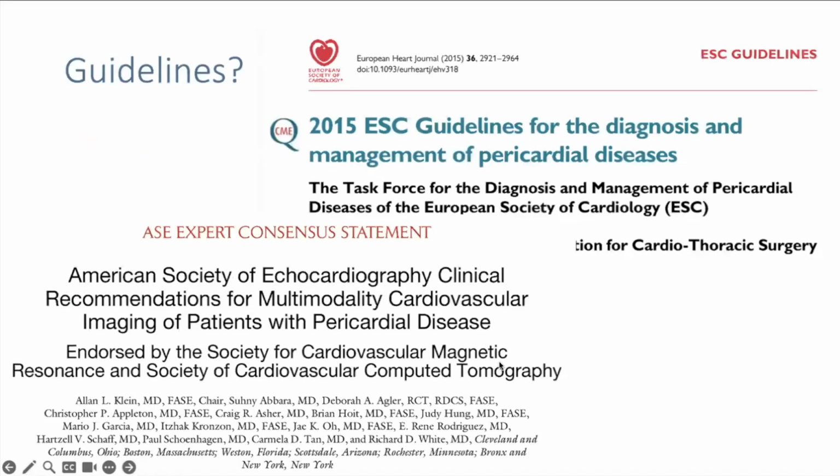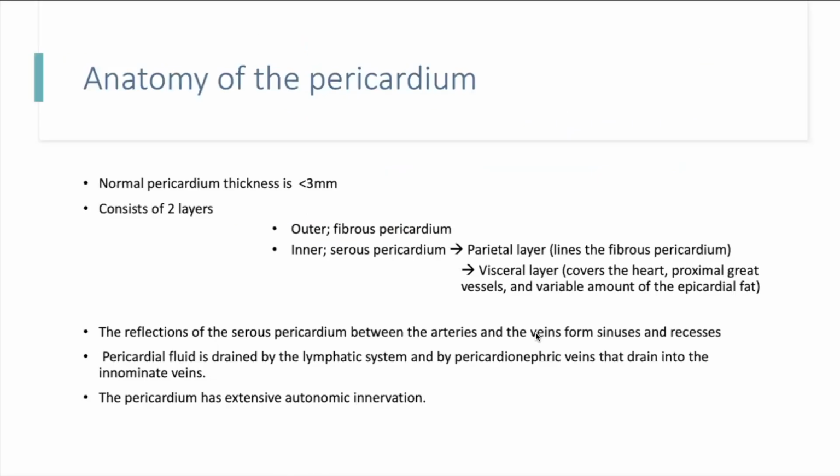So for my slides, I went over those two guidelines. The first one is the ASC guidelines from 2013, and the second one is the 2015 ESC guidelines for the diagnosis and management of pericardial diseases. The first thing is the anatomy of the pericardium. So the normal pericardial thickness is 1 to 2 millimeters.